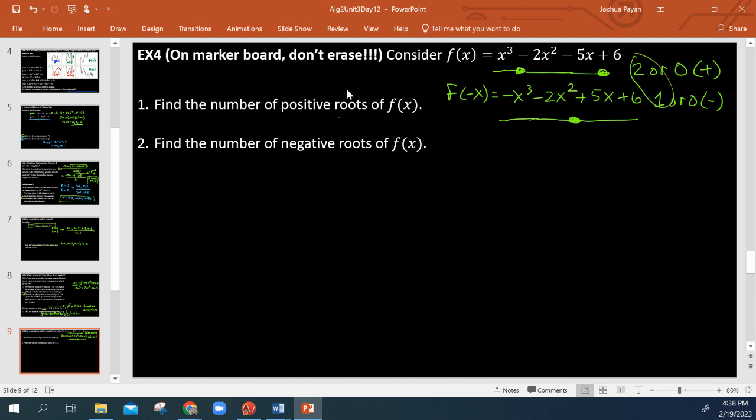Or 2 are going to be positive because they have to add up to 3. It's third degree, right? So 2 are going to be positive, and 1 is going to be negative. That's the only way that we get 3 total. Okay? So there you have it. That's how you use Descartes' rule.